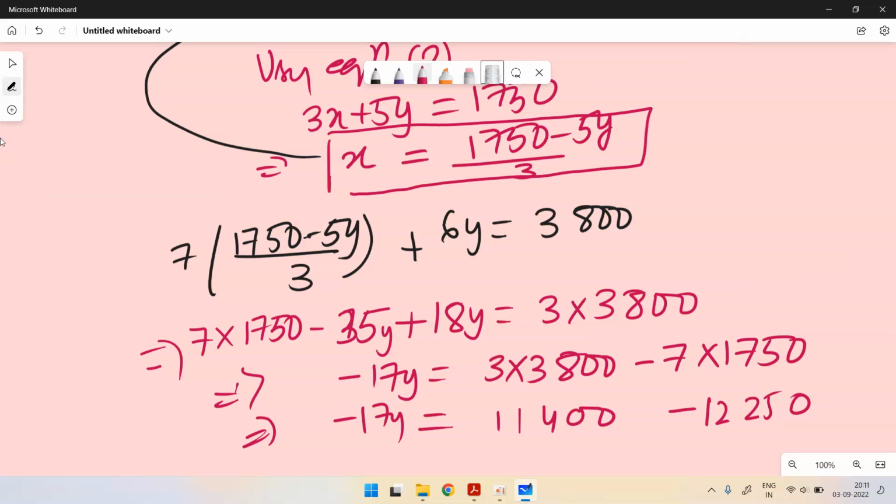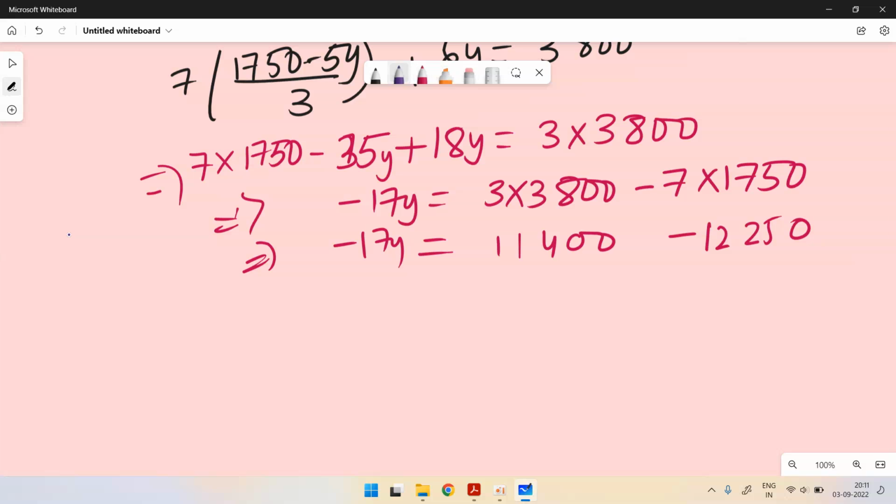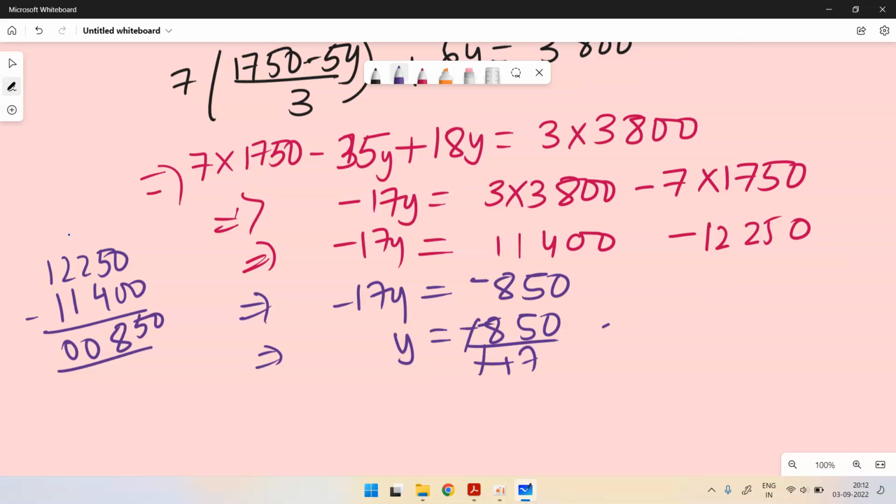So if you solve this, 12250 minus 11400 is 850. Implies that minus 17y equal to minus 850. So which implies that y equal to 850 by 17, minus minus get cancelled, 17 5s are 85, so 50. So value of y is 50.